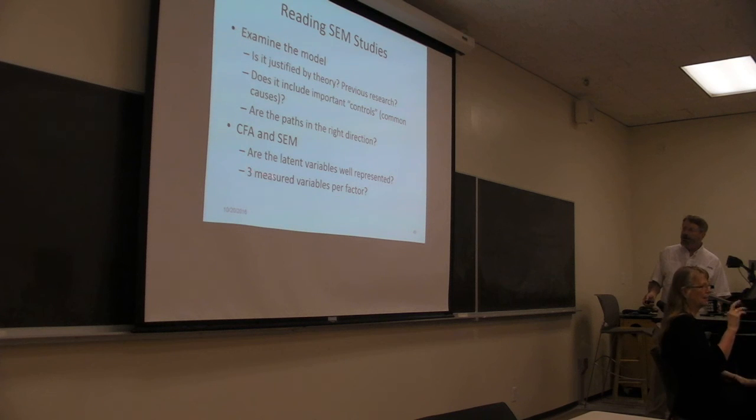And one of the rules of thumb, and it makes it much easier to make models work, is that you've got 3 measured variables per latent variable. So as you're reading studies, that's a plus if they've done that.